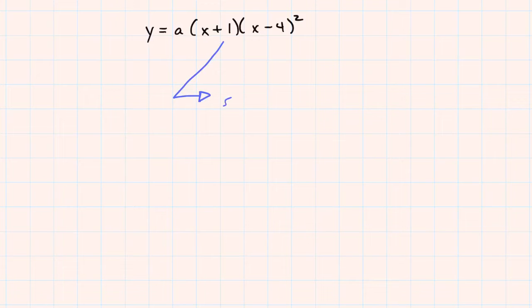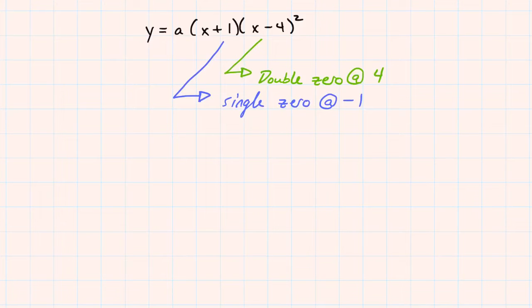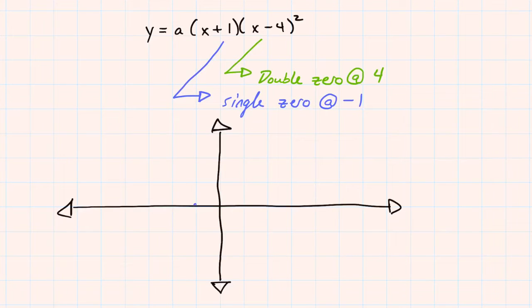So first thing I notice, that x plus 1 factor gives me a 0 at negative 1, and because it's raised to the power of 1, it's a single 0 at negative 1. The x minus 4 squared is a double 0 at 4. So what I'm going to do is plot those. First I'm going to plot the 0 at negative 1 and then another 0 at 4.